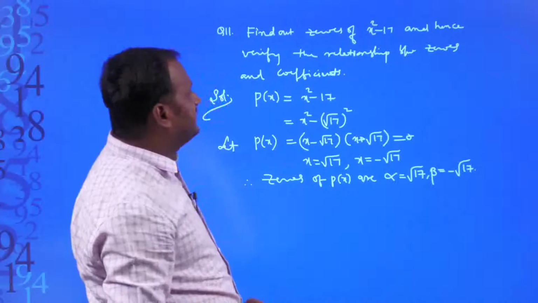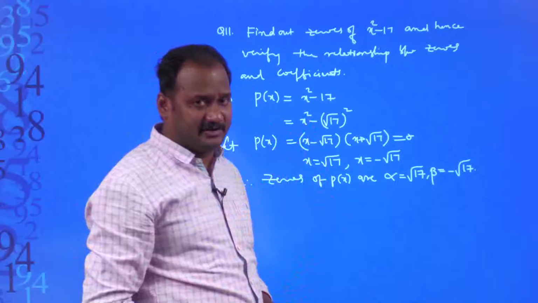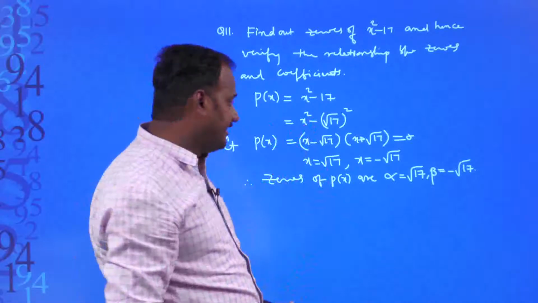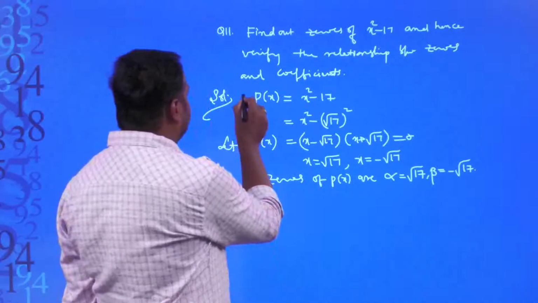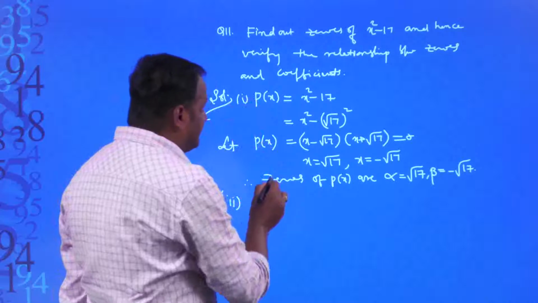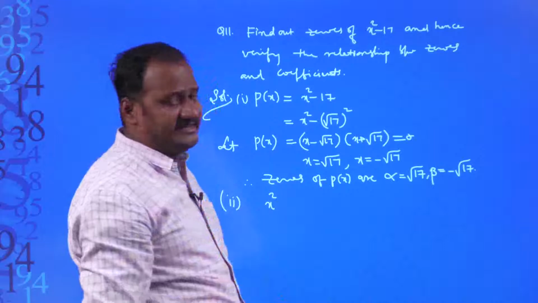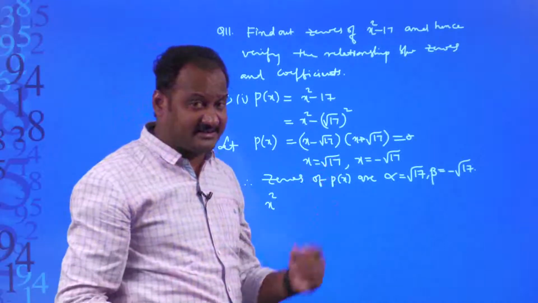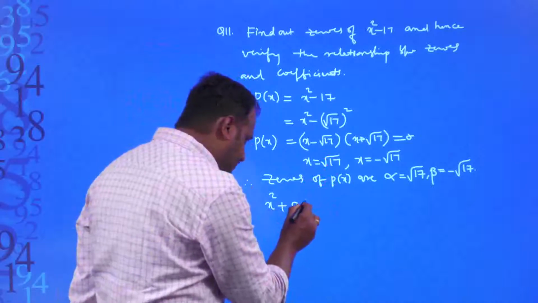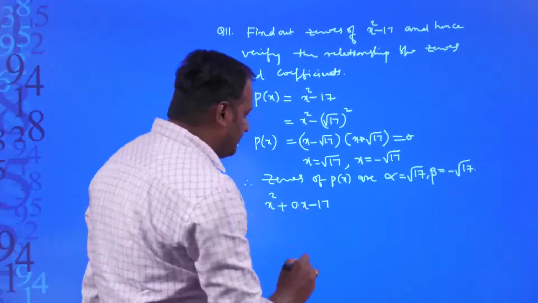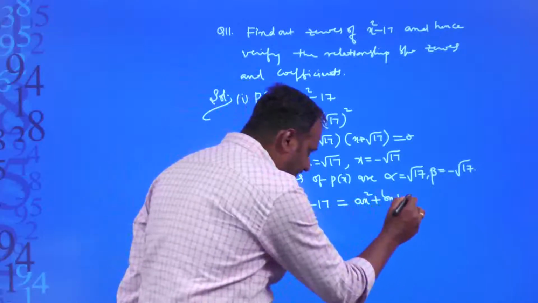So in order to verify the relationship between zeros and coefficients, I need to compare the given second degree polynomial with the standard form. Okay. So that is the second part of the problem. I am writing it as the second one and this is the first one. What is the given polynomial? x square minus 17, but x square minus 17 is not in the standard form because the x term is missing there. So that is why I am writing this as x square plus 0 into x minus 17, with the standard form a x square plus b x plus c, right.